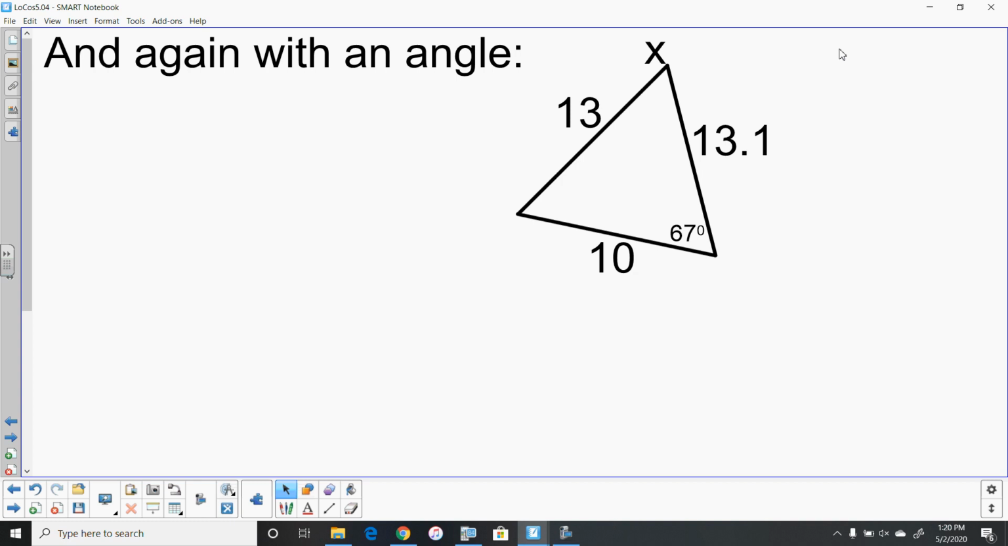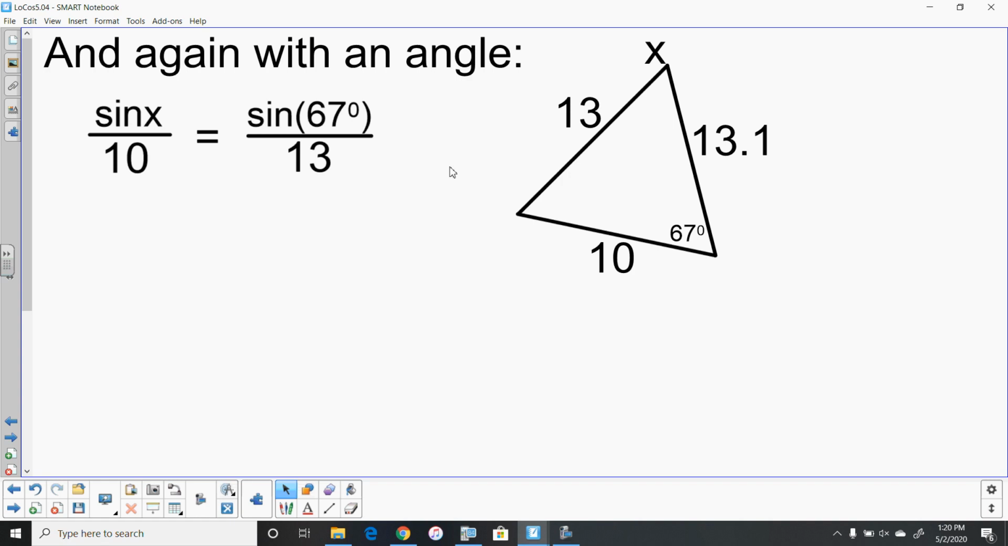Because I'm solving for an angle, I'm going to put the sines on the top of my proportion and the sides on the bottom of the proportion. It's just going to be a little bit smoother when we're solving for x that way. So sine of x over the side across from x equals sine of 67 degrees over 13. Now I can't use the 13.1 because I don't know the angle across from the 13.1. So it's kind of a decoy there.